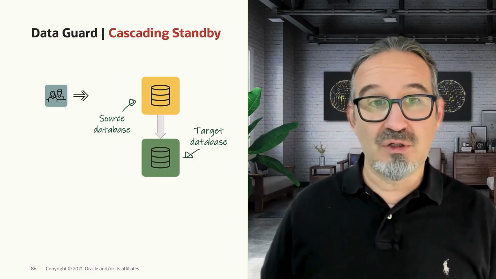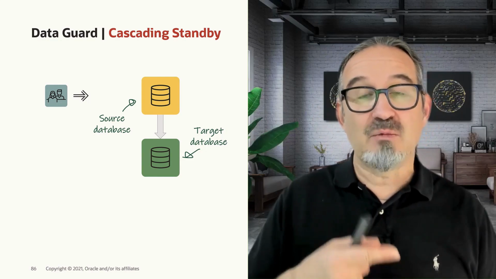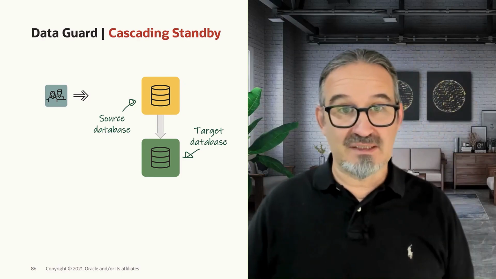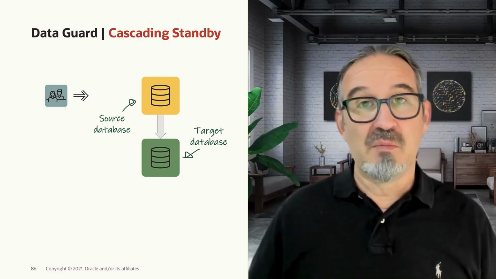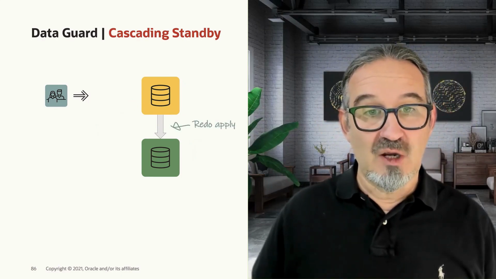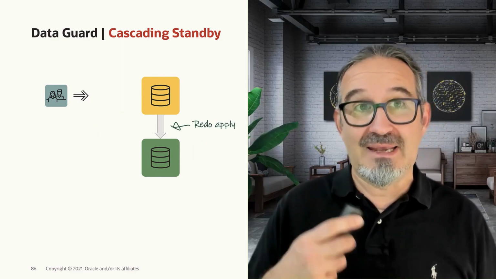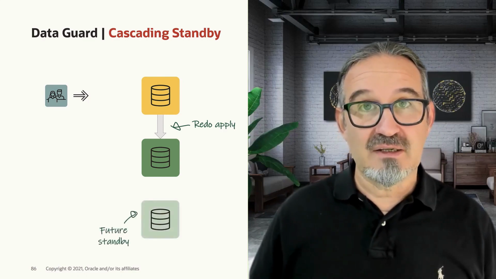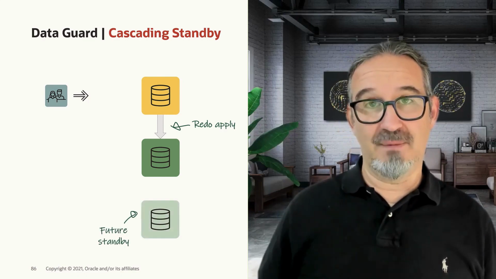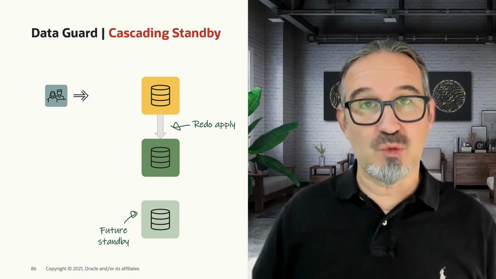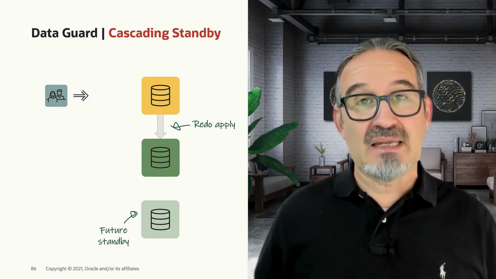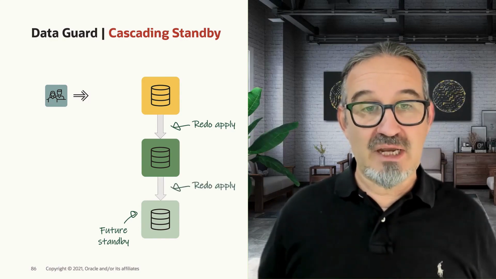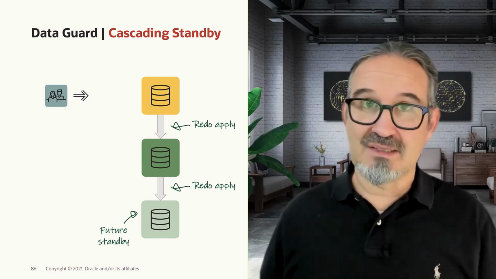We have the production load on the source database, the yellow one, and we have set up already our migration vehicle, the physical standby database, the green one here. But for this physical standby database, we want a standby in place. So the redo apply is on, and with that, we create now the future standby. Because the dark greenish one will become my production system, and I want the standby for that already in place. So I create a future standby, I create redo apply, and this is a cascading standby.